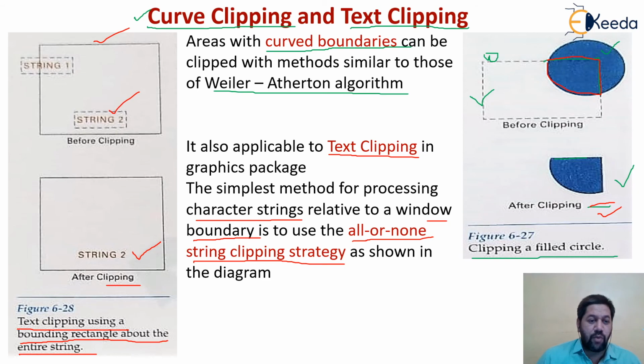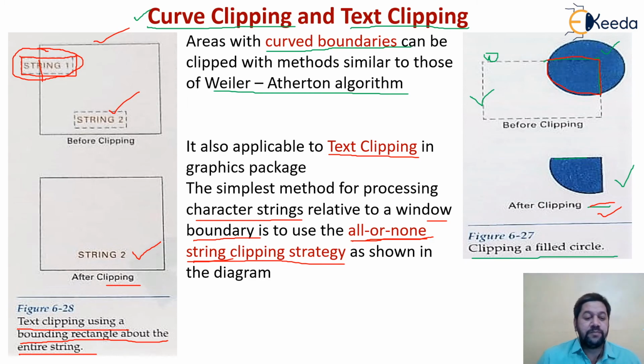But what happens with string number 1? You can find that some part of string 1 is inside and some is outside. If I clip this part, I will not get the complete string. I may get the word "str" outside and just get "ing1", and the user will not understand what this "ing1" is. So the text clipping method suggests all or none. If the complete string is inside, you preserve it. If some part of the string is outside and some inside, that whole string is removed.